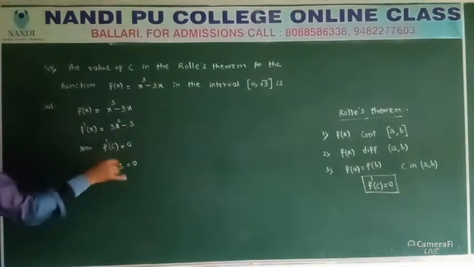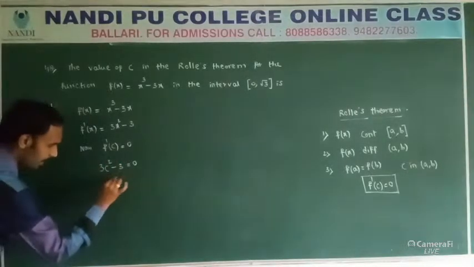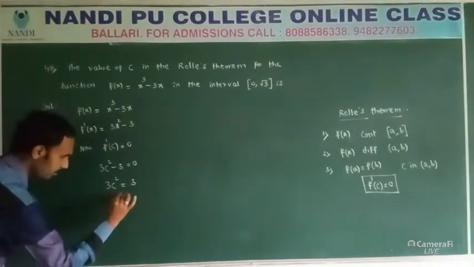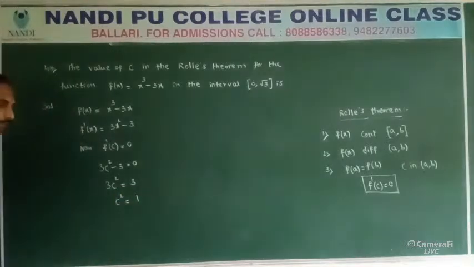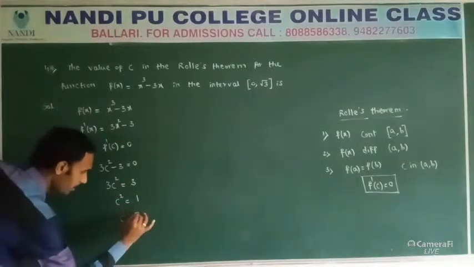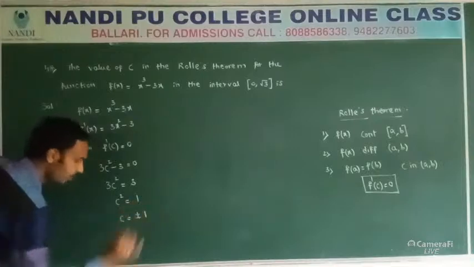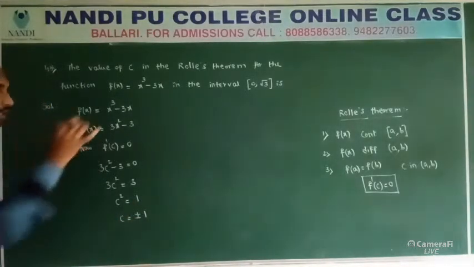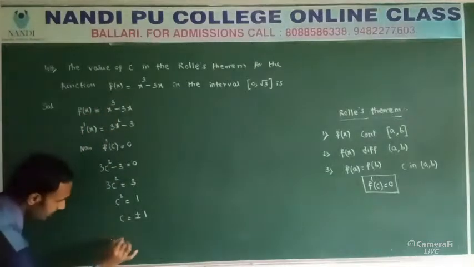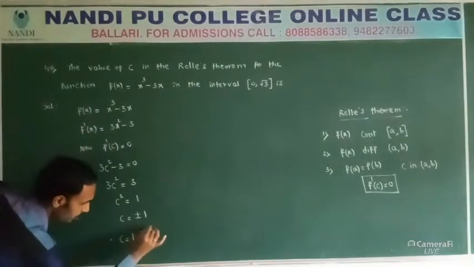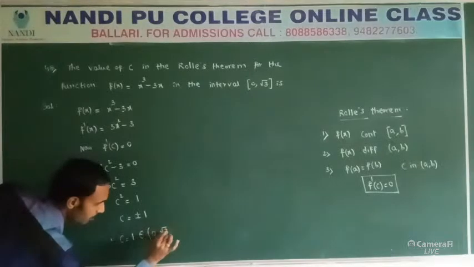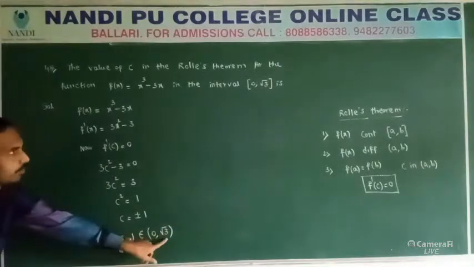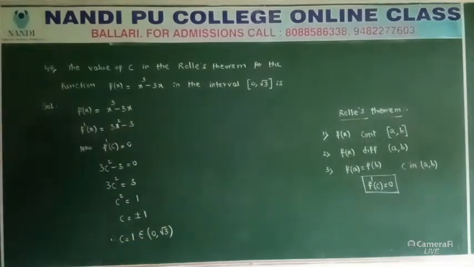3c square minus 3. Right. 3c square is equal to 3. C square is equal to 3 by 3, 1. C is equal to plus or minus root 1, which is 1. So we got two values for c. Which c belongs to the interval? Therefore c is equal to 1 belongs to open interval 0 comma root 3. Root 3, what is root 3 value? 1.732.